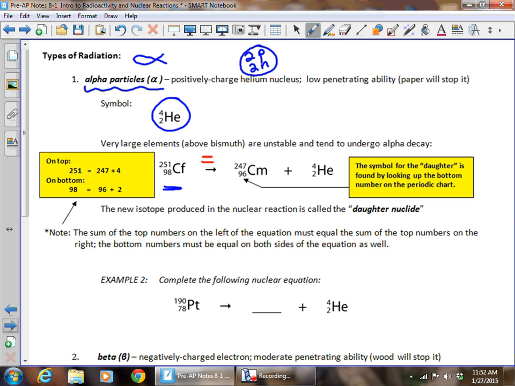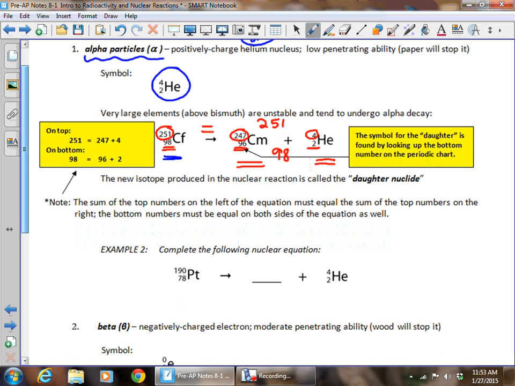The daughter nuclide is the element that's formed, and then of course we have the radioactive particle, the particle that's being spit out of the nucleus, alpha particle in this case. And notice something else. The top numbers, as the case may be, must be equal on both sides of that equation. Same way with the bottom numbers. If we have this 98 on the left, then the 96 and the 2 on the right had better add up to 98, which of course they do. So that's how we're going to be able to complete nuclear reactions.